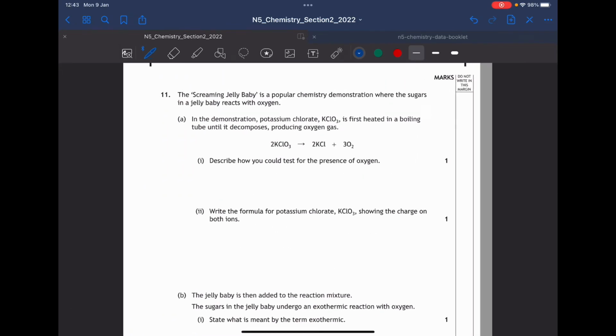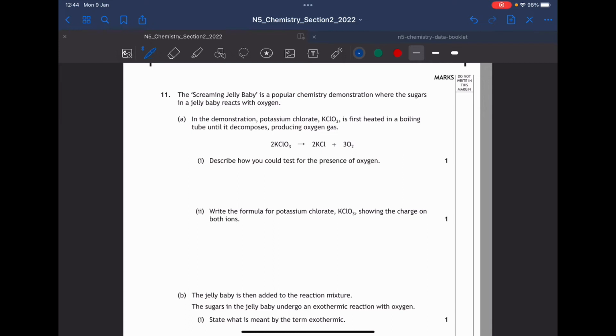So then question 11, the screaming jelly baby is a popular chemistry demonstration where the sugars in a jelly baby react with oxygen. In the demonstration, potassium chloride is first heated in a boiling tube until it decomposes, producing oxygen gas. Describe how you could test for the presence of oxygen. So you need to know 3 gas tests. You need to know the test for hydrogen, the test for oxygen, and the test for carbon dioxide.